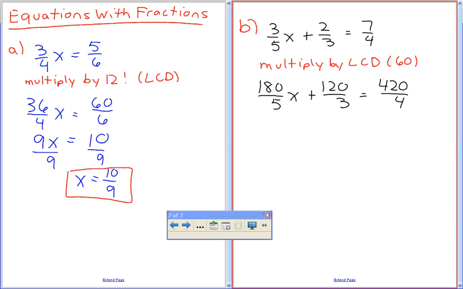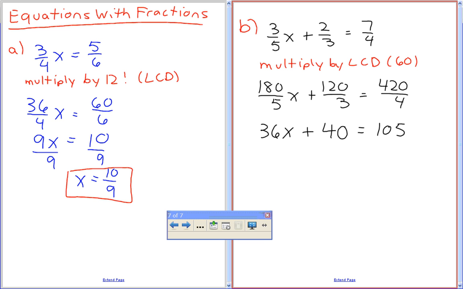So what we're actually going to do here, right now, Natasha, is we're going to divide all these out. Can you do 180 divided by 5 for me, please? 36x. Lovely. Keep going. 120 over 3 is? And 420 over 4 is? And you know you've done this step right when you get to here and there's no fractions or no decimals. That's all we're trying to do.